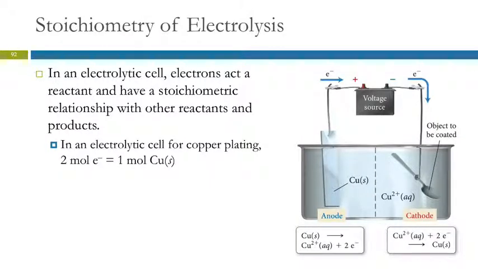So let's talk about the stoichiometry of electrolysis. The electrons act as a reactant, and they do have a stoichiometric relationship with the other reactants and products. So here we have an electrolytic cell for copper plating. And looking at the half reactions, we see that there are 2 moles of electrons that are involved in the reaction of 1 mole of copper.